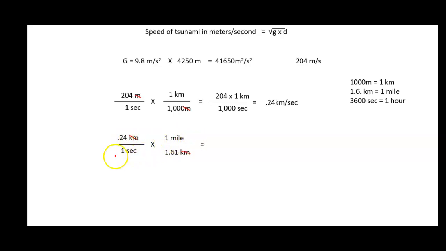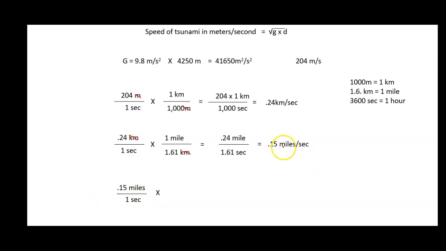Now I multiply the top and the bottom across, and of course I just have 1 times 0.24, so I get 0.24. Kilometers are gone, I'm in miles. 1 times 1.61 is just 1.61. Kilometers are gone, I'm in seconds. And then if I do this division on my calculator, I get 0.15 miles for every second. Once again, that's a speed, it's a velocity. I have to do one more conversion. I need to change my seconds to hours.